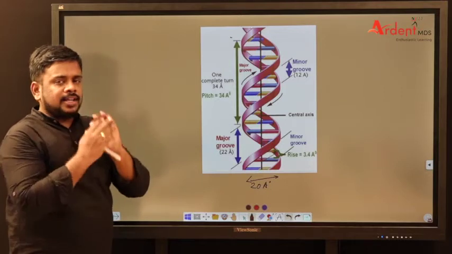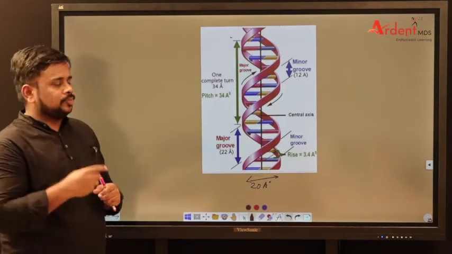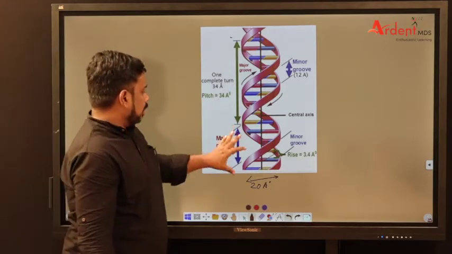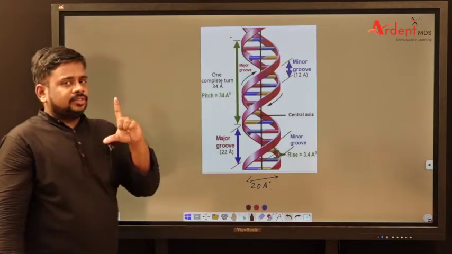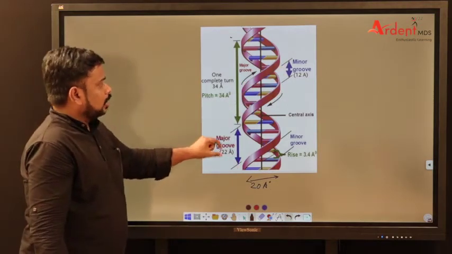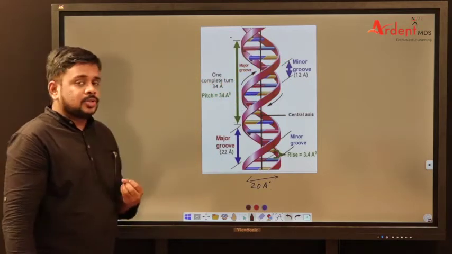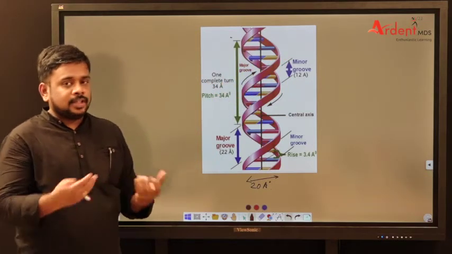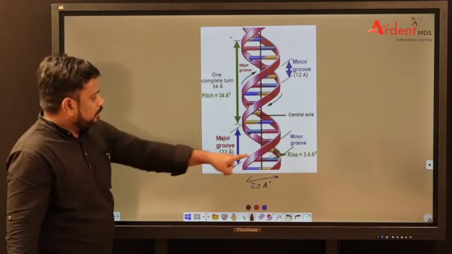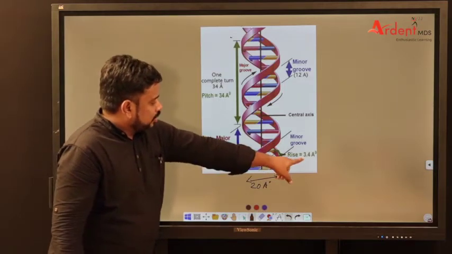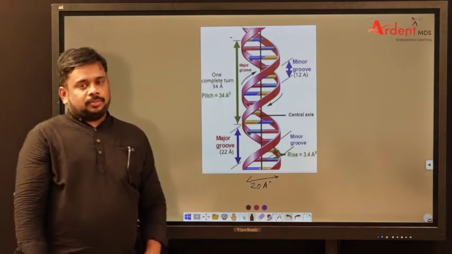When it is coiled, it makes two grooves, that is one major groove and a minor groove. The length of the major groove is 22 angstrom and the length of the minor groove is 12 angstrom. If they want to ask you some numerical type of MCQ, they may give this type of question. And in between the two bases, the distance is 3.4 angstrom.